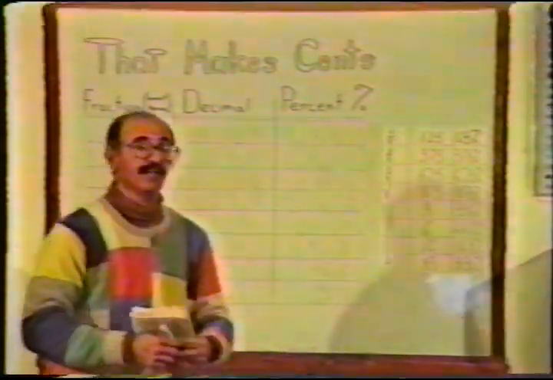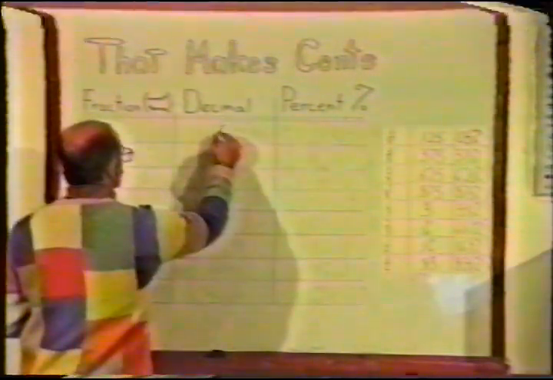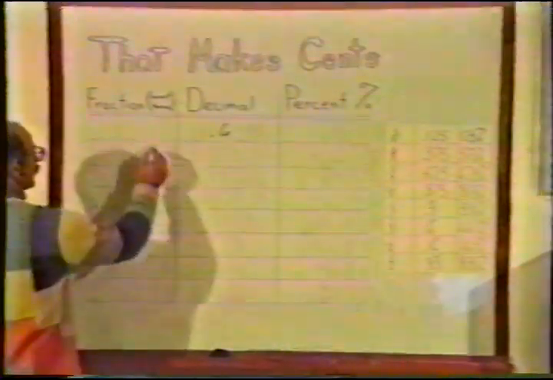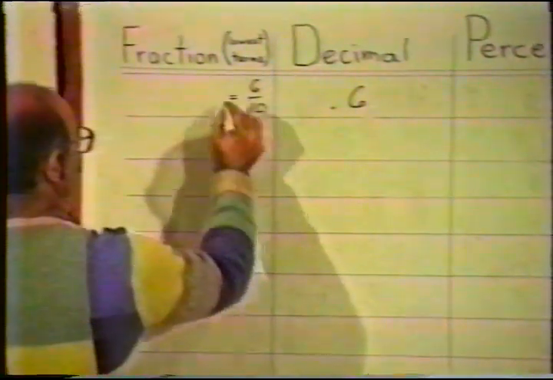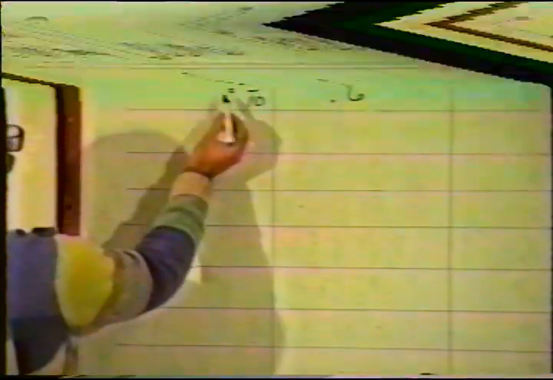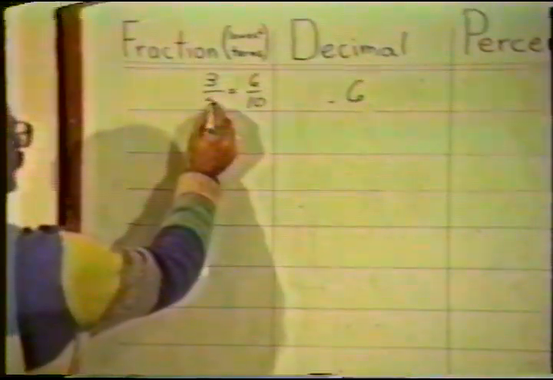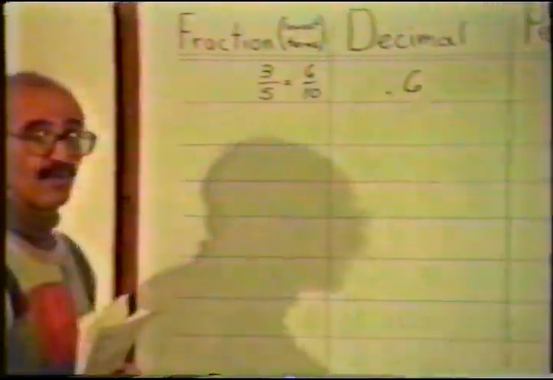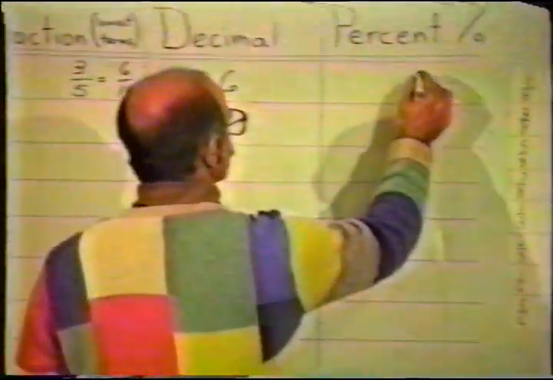The next one is the decimal 0.6. Read it to me. 6 tenths. 6/10. Can it be reduced? Yes. We hit them with 2. 2 into 6, 3. 2 into 10, 5. 3/5. 3/5 or 6/10, you should know automatically, is how much percent? 60%.